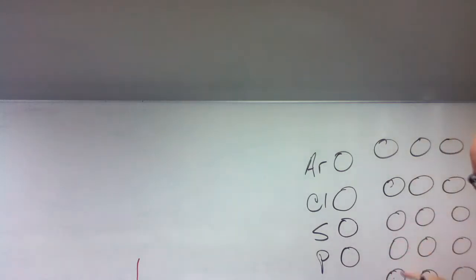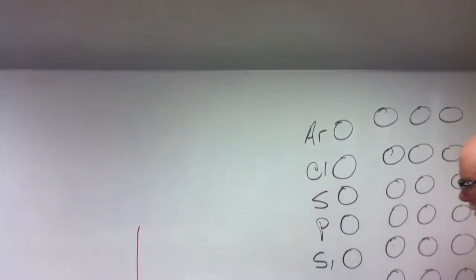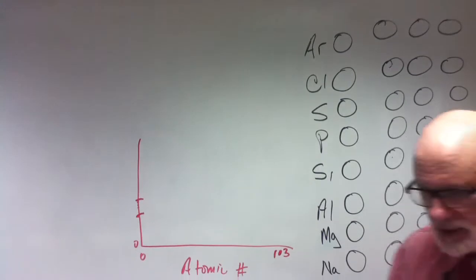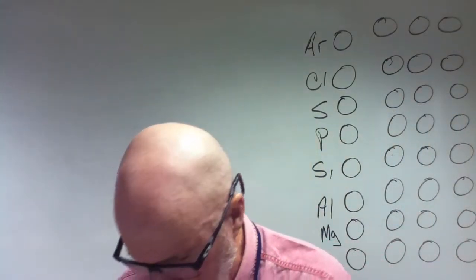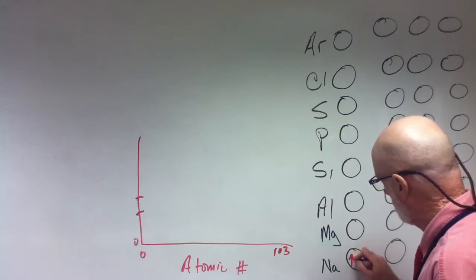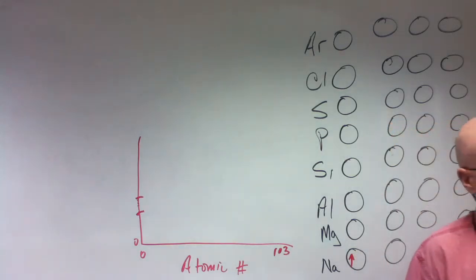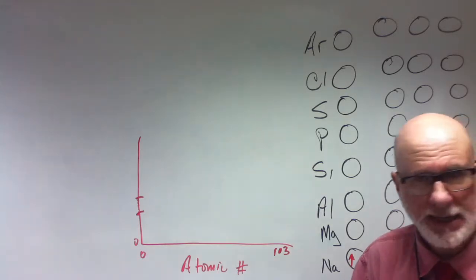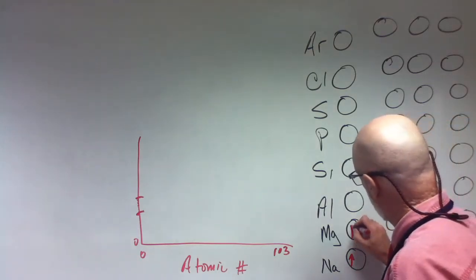Notice I drew the P slightly above the S. Okay? It's a higher energy level, correct? So what's the electron configuration for sodium? It's just 3s1, correct? So that's the electron that I'm taking away, all right?